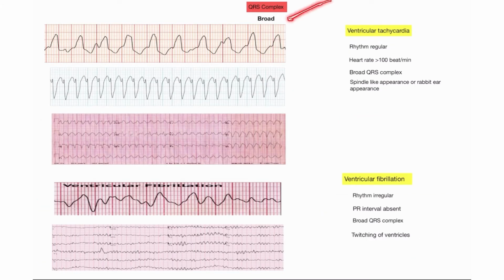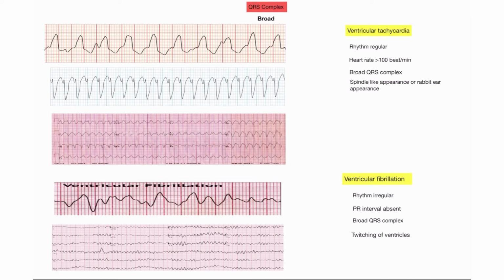Broad QRS complex: you will see the broad type of QRS complex in ventricular tachycardia and ventricular fibrillation. In ventricular tachycardia you will see a regular rhythm present, but in the fibrillation condition you will see an irregular rhythm present.